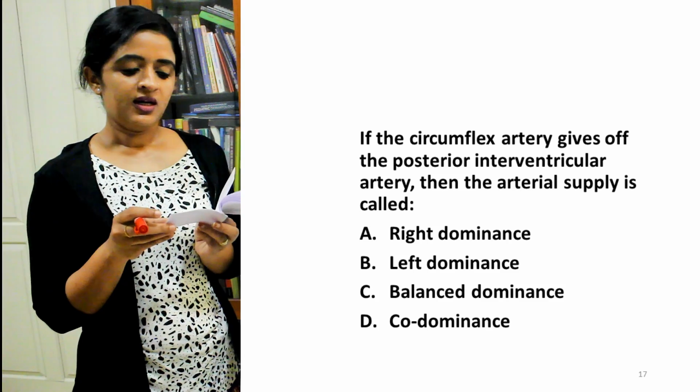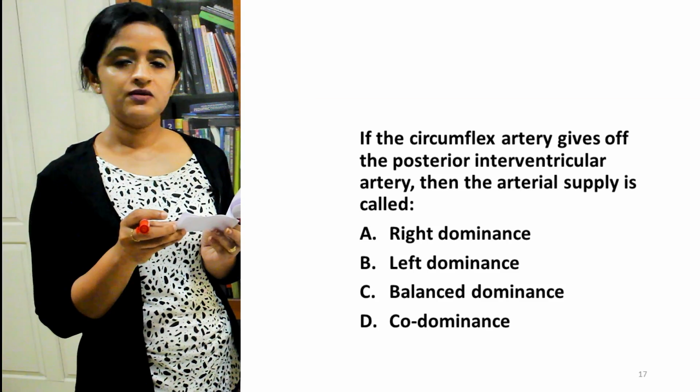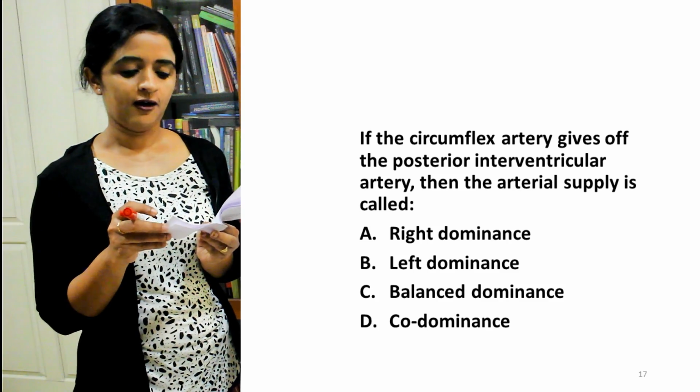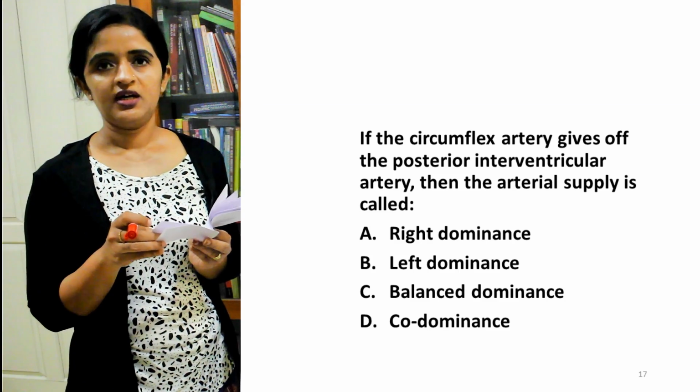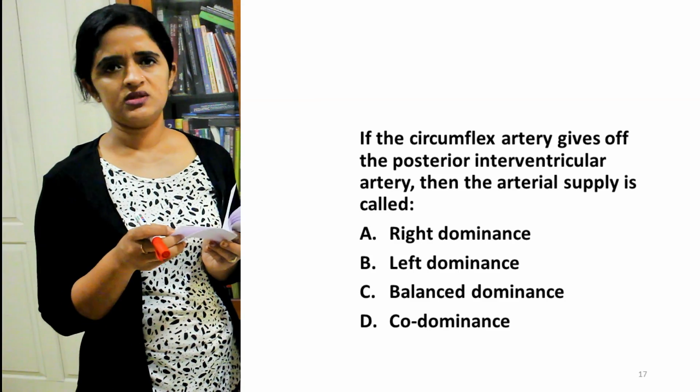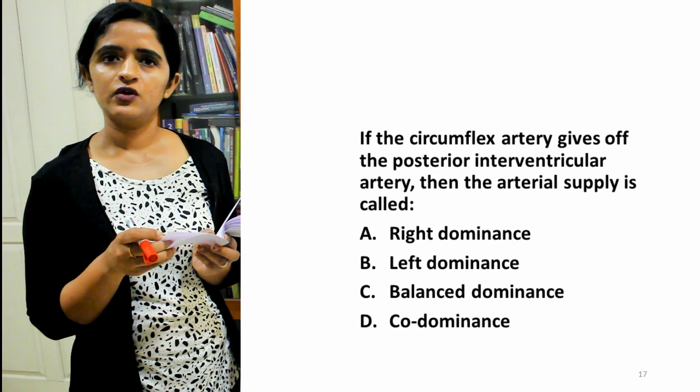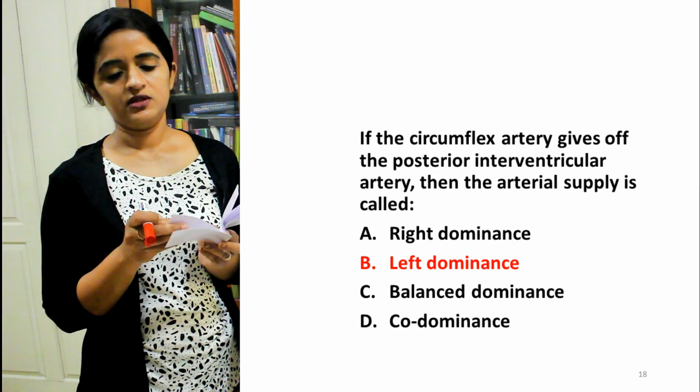The next question, if the circumflex artery gives off the posterior interventricular artery, then the arterial supply is called. Again a straight question. A circumflex is a branch of left coronary, so you call it left dominance.